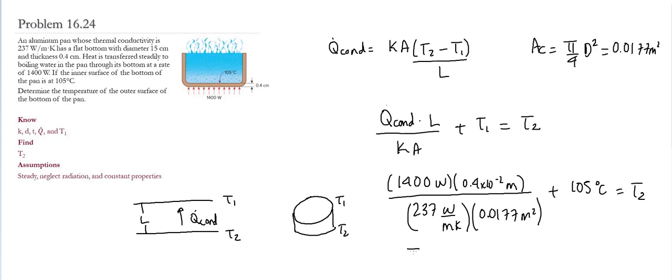If we plug it into our calculator, the value of T2 gives us 106.33 Celsius. Now if we compare the two values, notice that the inner temperature is 105, this is 106. That temperature makes sense since that surface is closer to the source of the heat.